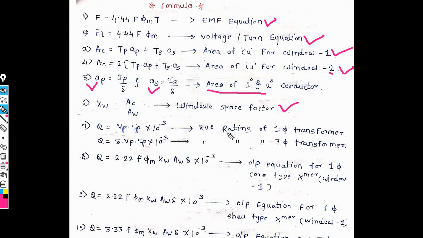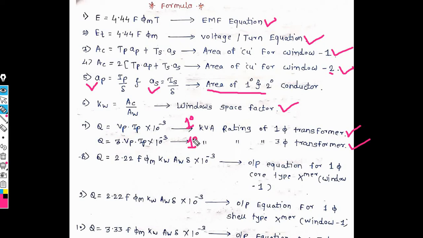Then, the kVA rating of a single phase transformer and the kVA rating of a three phase transformer. This Q is equal to Vp into Ip into 10 raised to minus 3. We have to consider the primary winding. Okay. Then Q is equal to 3 into Vp into Ip into 10 raised to minus 3, the kVA rating of a three phase transformer. This is for the primary winding.